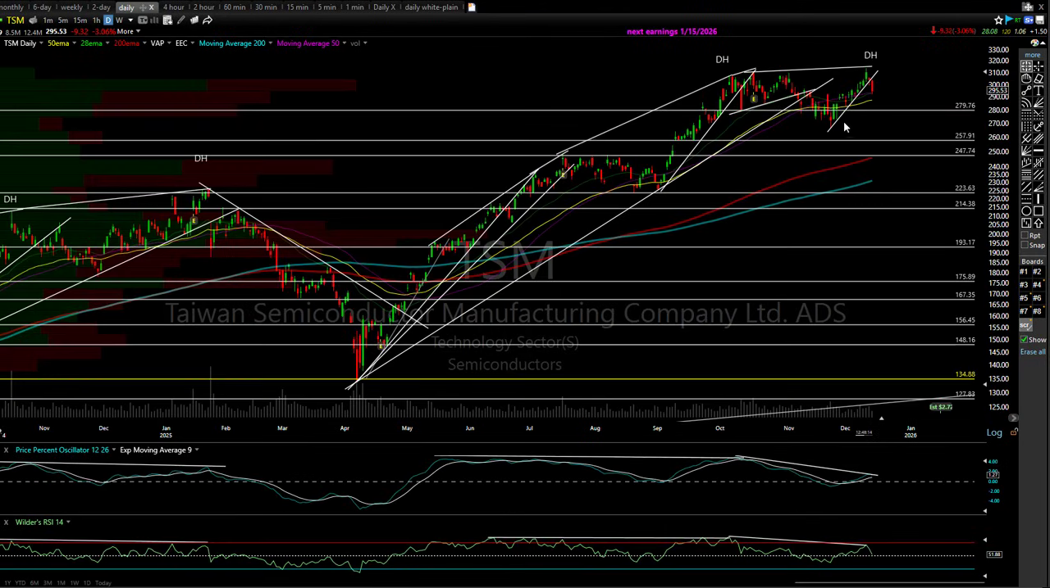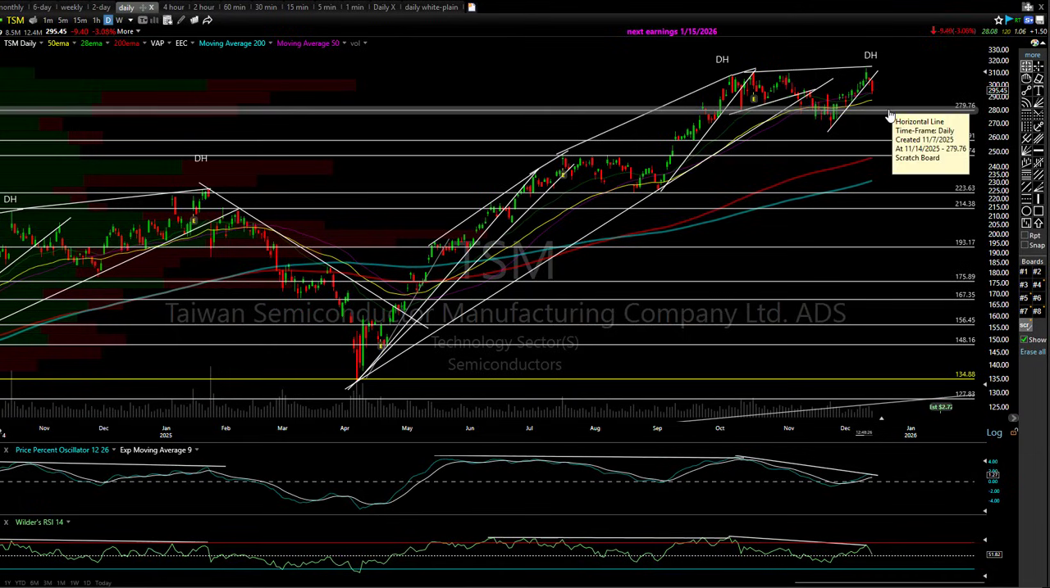Taiwan Semi just broke down the minor uptrend line after putting in, yep, you got it, a marginal new and still divergent high. That breakout to new highs has failed. And now it also gave you a sell signal based on that minor trend line break. Next support right here, 279. You can see all my levels.